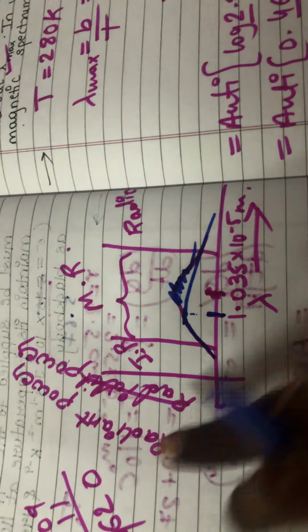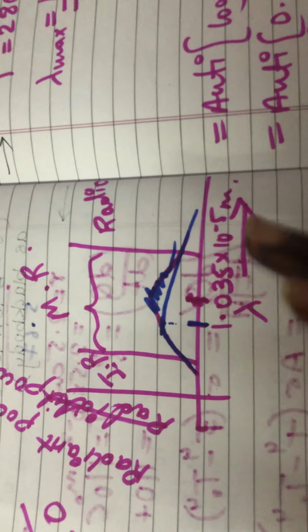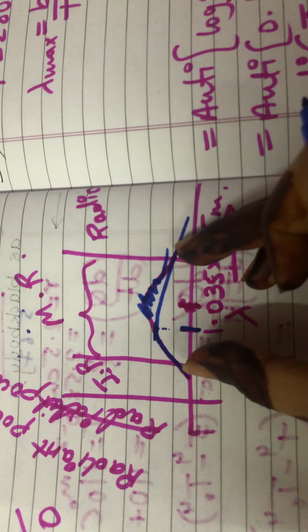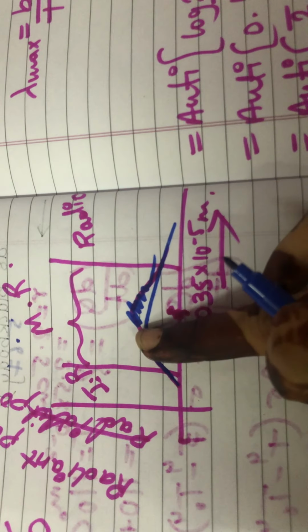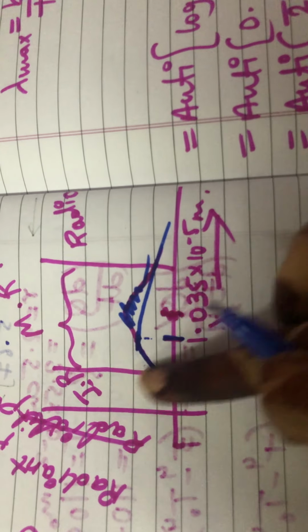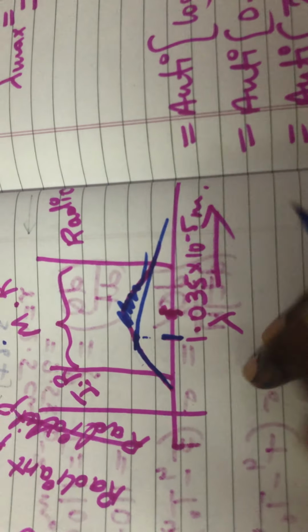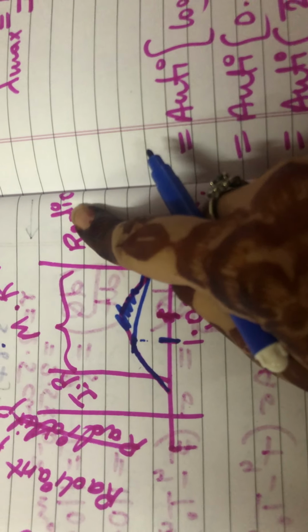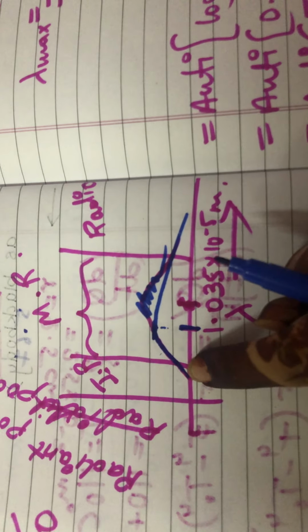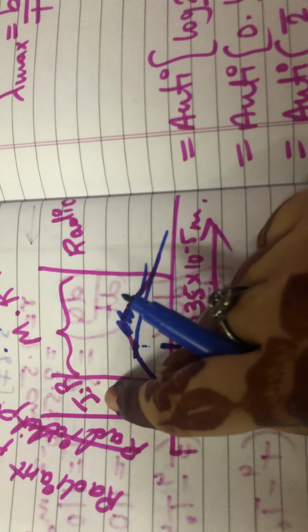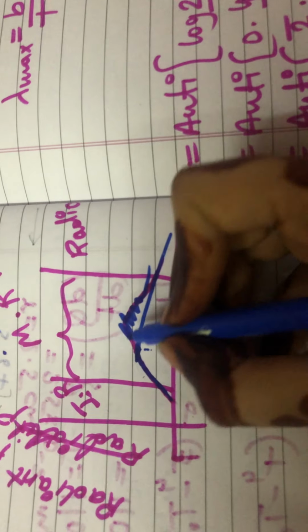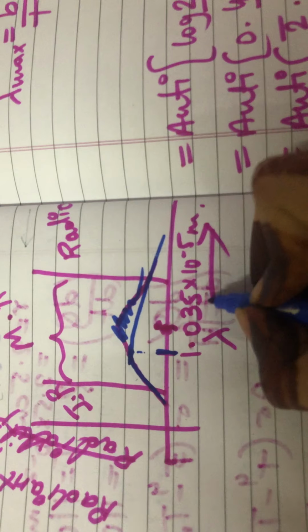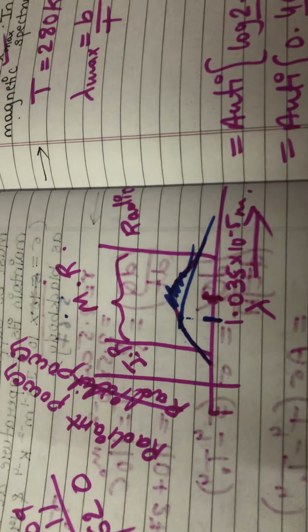So it is very easy to draw the graph. We have to just draw this region, and the maximum amount of the curve will lie in the microwave region. The reducing part will be in the radio wave region, and a minor part, the beginning region, will be in infrared, and the maximum peak value will be 1.035 into 10 raised to minus 5. Hope you understood.